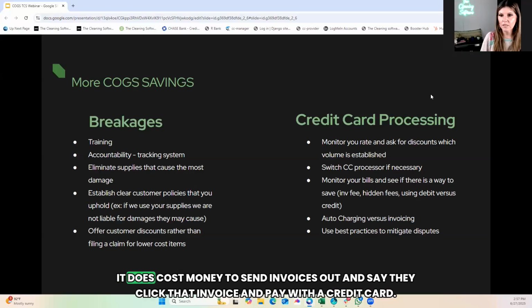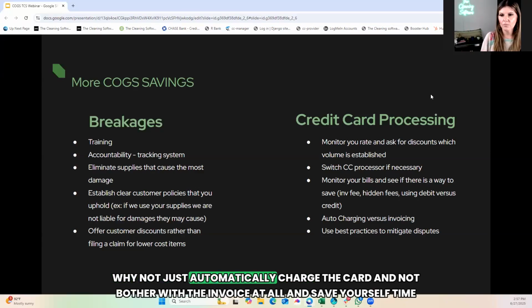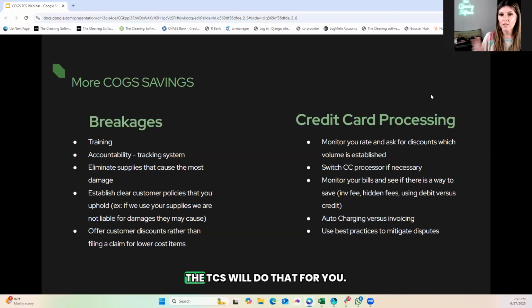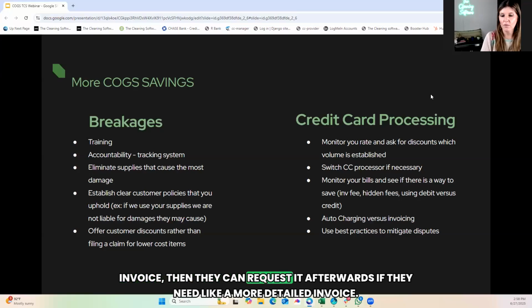It does cost money to send invoices out, and say they click that invoice and pay with a credit card. Not only have you been charged for the invoice, the 10 cents, then you've also been charged for the credit card processing. Why not just automatically charge their card and not bother with the invoice at all and save yourself time and money? The TCS will do that for you. We auto charge cards. And if the customer wants, they get a receipt through Stripe, but if they want an invoice, then they can request it afterwards if they need a more detailed invoice.